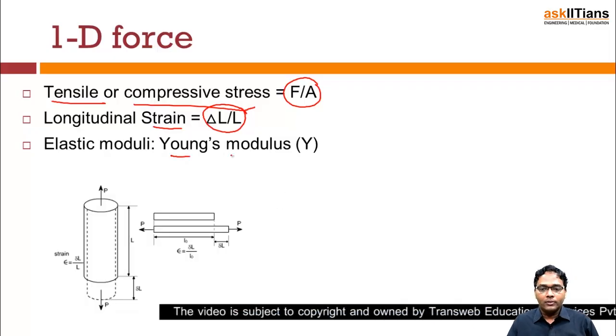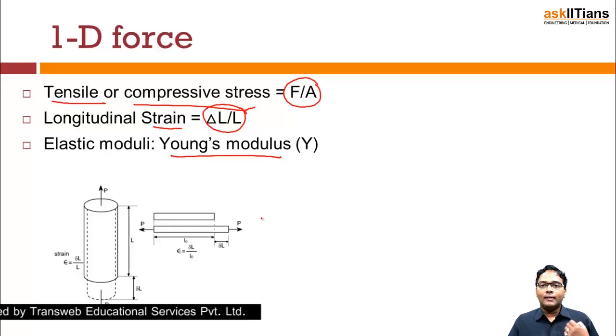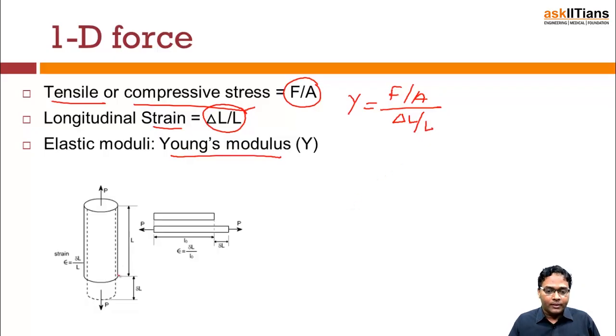Then we define something known as the Young's modulus. So Young's modulus is Y. We have already defined this, but to understand it more, how do we define it? Y is equal to the force per unit area divided by the change in length per unit length. So this is how we define Y.